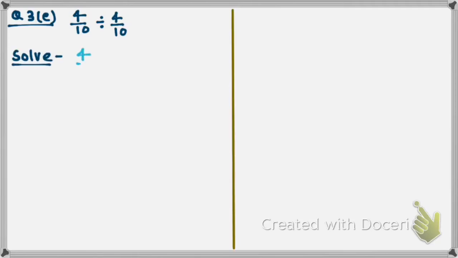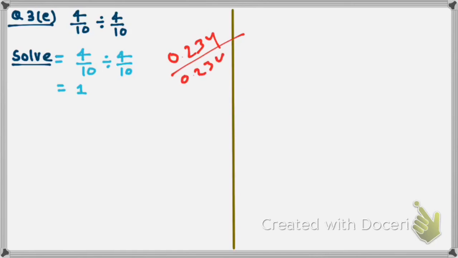So 4 upon 10, the division sign will change into a multiplication sign. Let me just write the first question. So 4 upon 10 divided by 4 upon 10. So students, its answer will become 1, because whatever number we divide by the same number, it always comes 1. Suppose we divide 0.234 by 0.234, our answer will become 1. Whatever number we divide by that number, it always becomes 1.